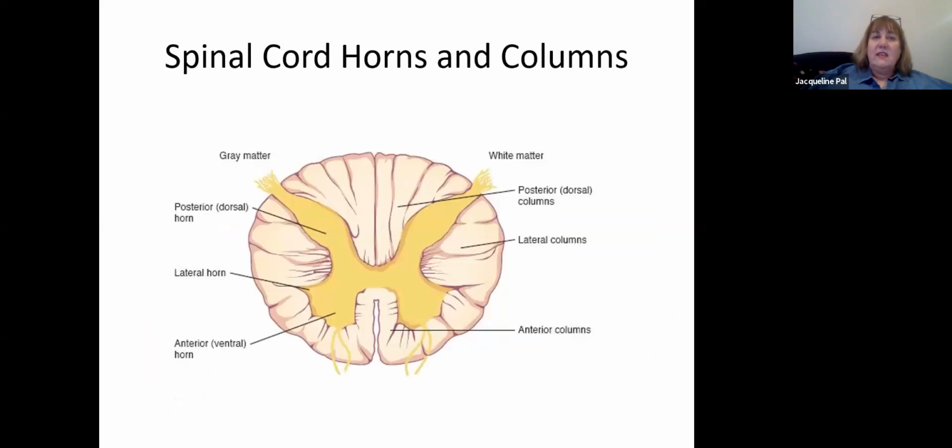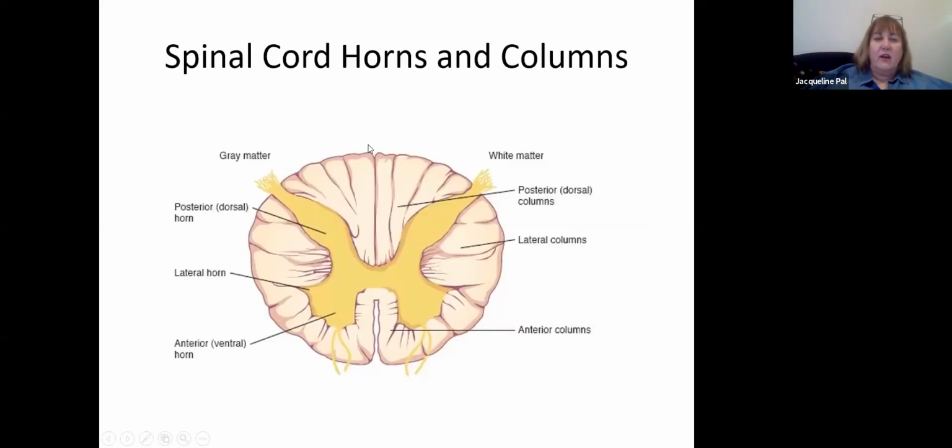So looking at the anatomy of the spinal cord, the gray matter consists of horns. We have a posterior or dorsal horn. Usually we use the word dorsal. We have a ventral horn. And then in the thoracic area, we have a lateral horn, which is going to be related to cell bodies of neurons for part of our autonomic nervous system. And that's why it's not in the lumbar area.